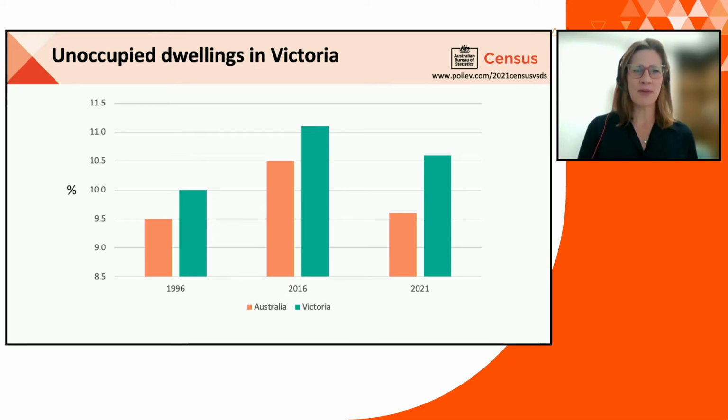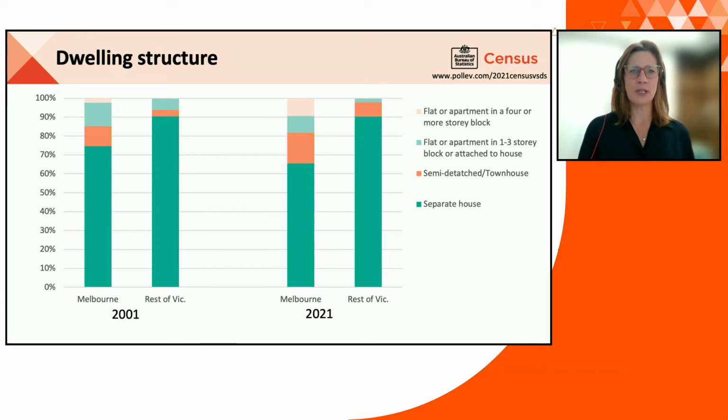Let's look at the type of dwellings in which we live. And here we're comparing Melbourne to the rest of Victoria for a dwelling structure. And we describe dwellings as separate houses. That dark teal colour there are separate houses, and they represent the biggest proportion back in 2001 and continue to be the biggest proportion in 2021.